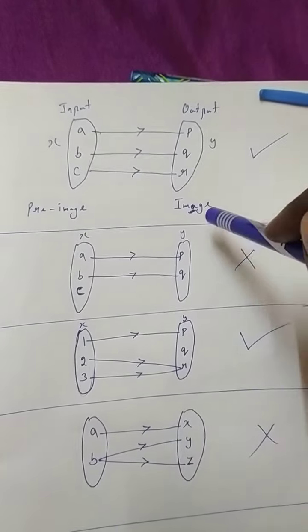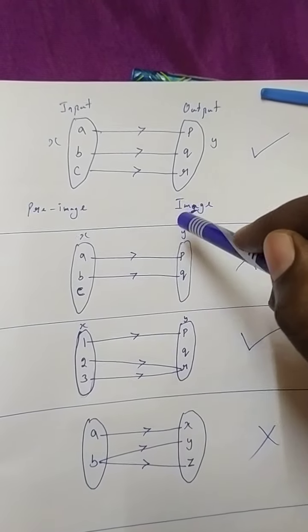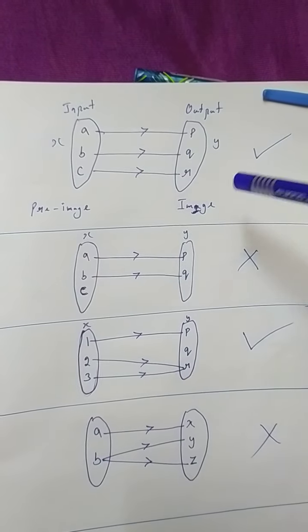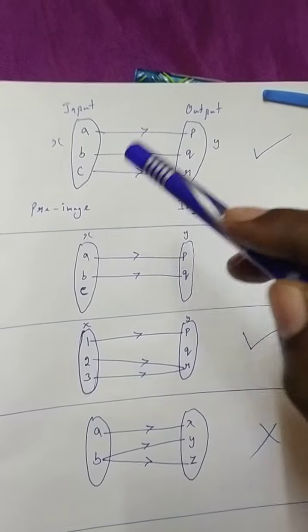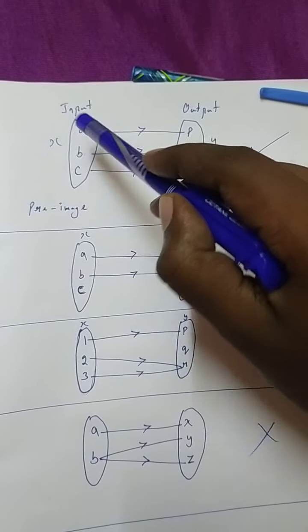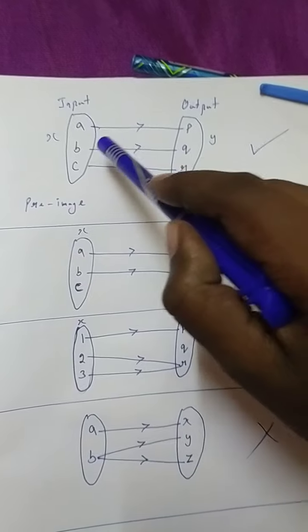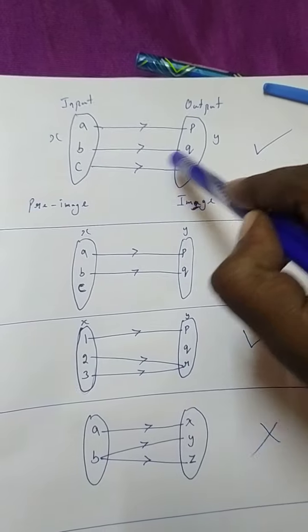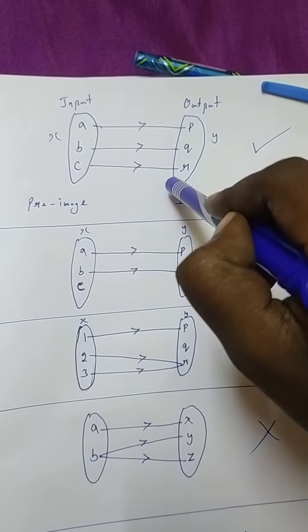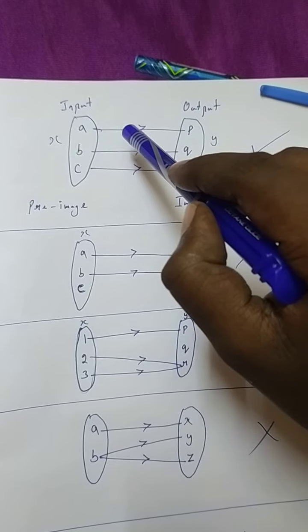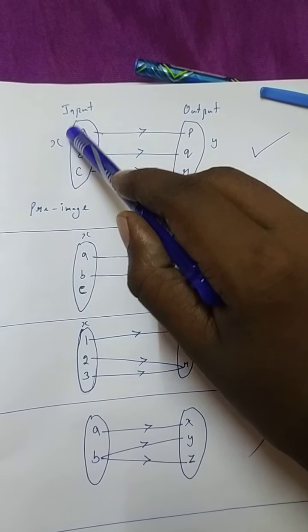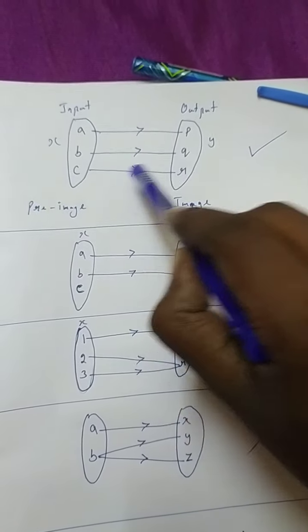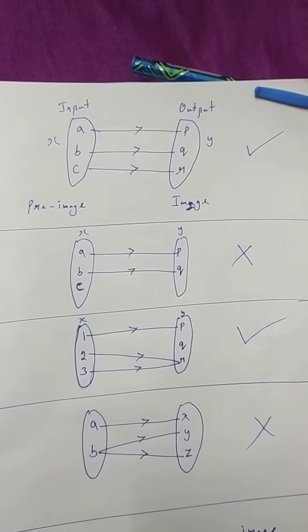So this is the condition for a function. This is the only difference between relation and function. Both are nearly the same, but in a function we have two conditions. The first is that all the elements in the domain must have an image. Yes, all the elements have an image here. The second is that the images must be unique, which means the elements must have only one image. Yes, A has only one image, B has only one image, C has only one image. Therefore it is a function.